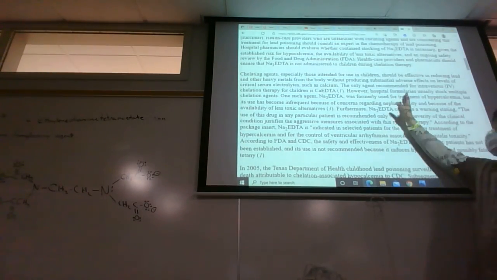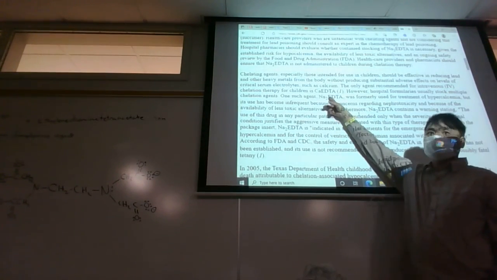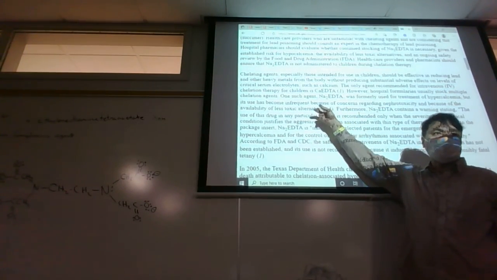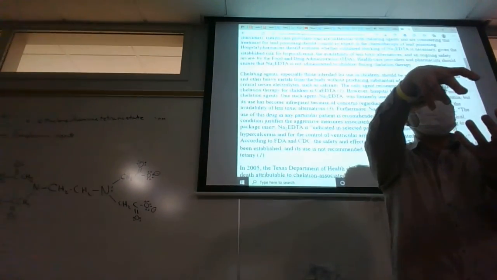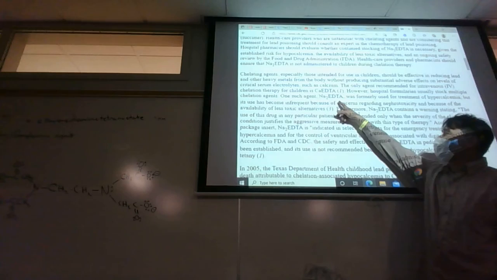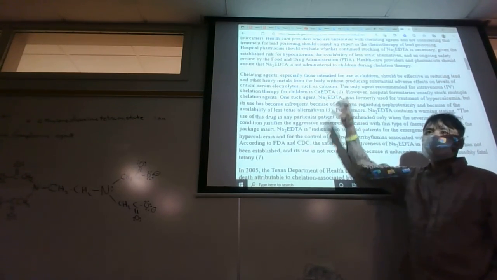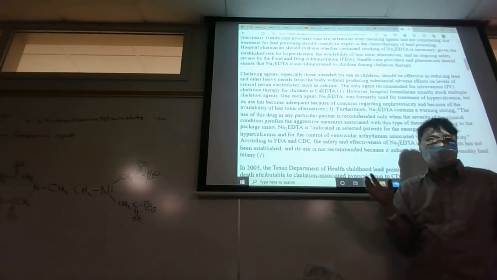All right, so there are 2 medications given for lead poisoning. One is calcium EDTA, the other is sodium EDTA. And what the EDTA does is it seeks out lead and then bonds to it, coordinate covalent bonds, dative bonds. And so here, these 2 medications, one's more aggressive, the other's less aggressive.